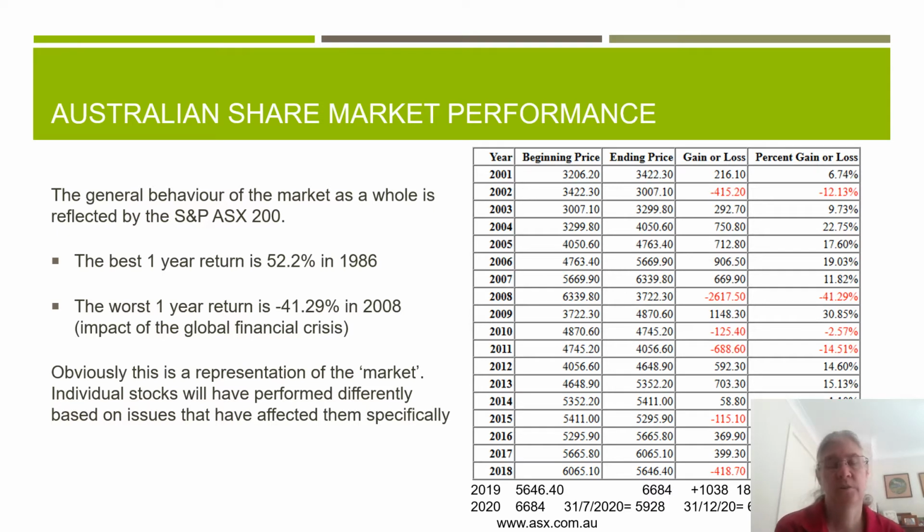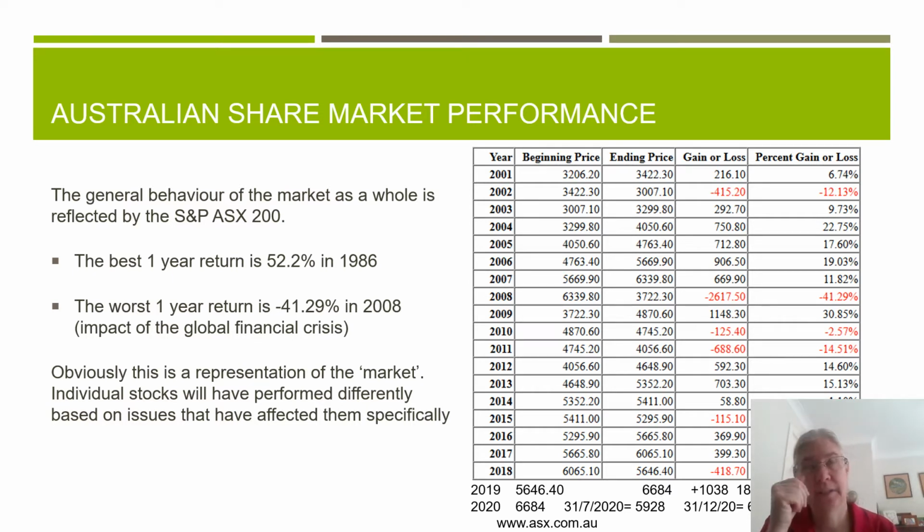This is a table showing us how the share market has performed since 2001. Doesn't seem that long ago, but apparently it is 20 years or so. So this is looking at a table of the ASX 200. So that's our top 200 shares in the Australian Stock Exchange. So the best year that we had is in 1986, which is not even in the last 20 odd years. It's back even further. So that was a 52% increase. The worst year is back in 2008, minus 41%.